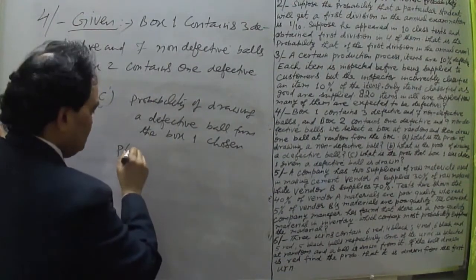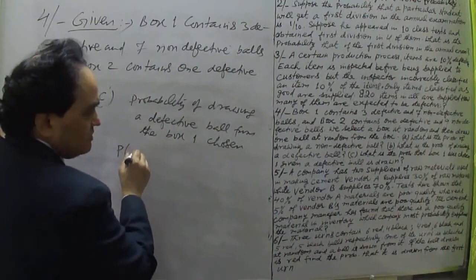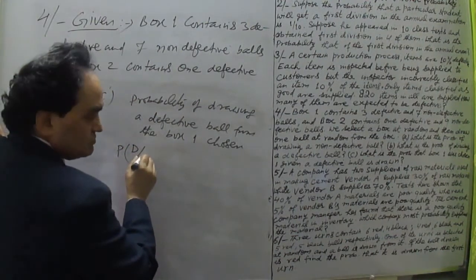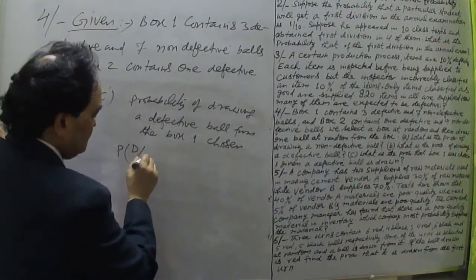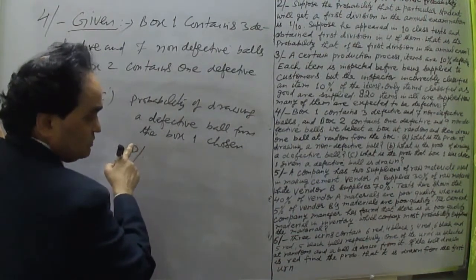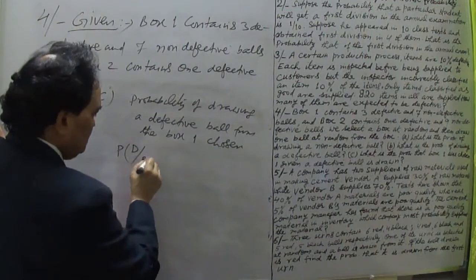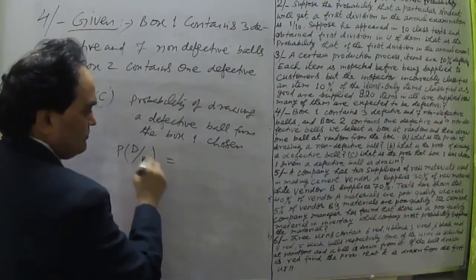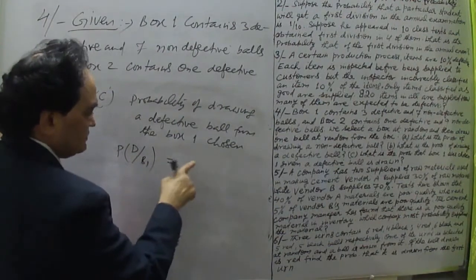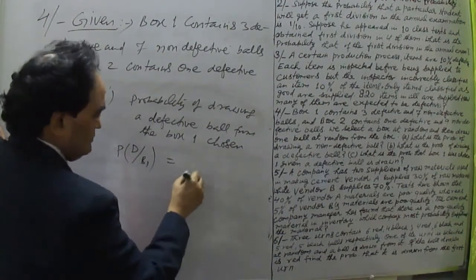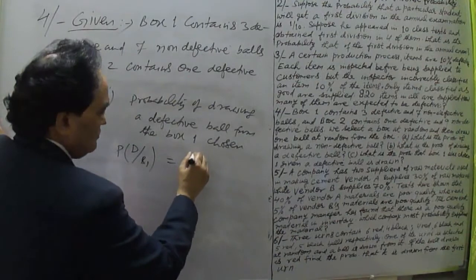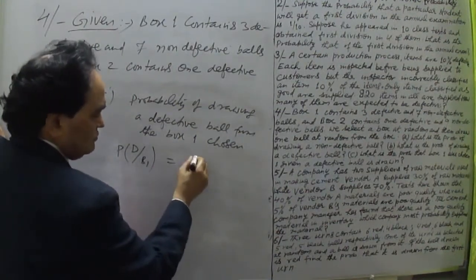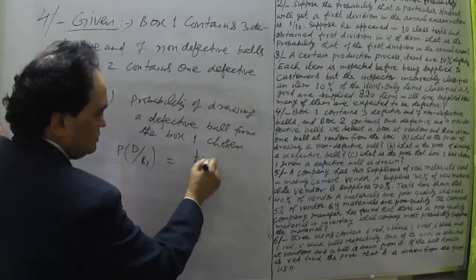So D upon B1, we can say this is D upon B1, defective ball upon, or this we can say defective ball D, or just say B1, box 1. This is equal to the combination of these two, I mean the intersection of these two, divided by the probability of D. So this was here the probability of D, or let me write here, this is 1 upon 2 into 3 upon 10.